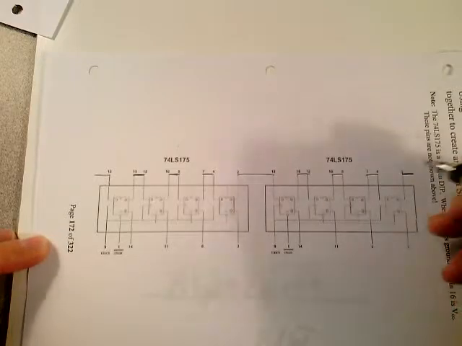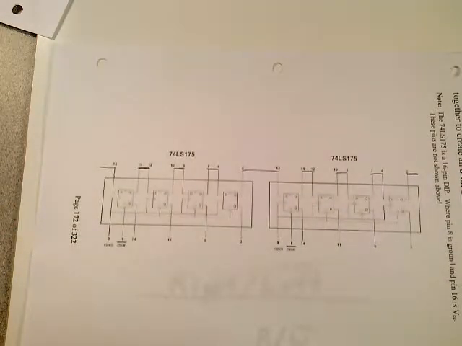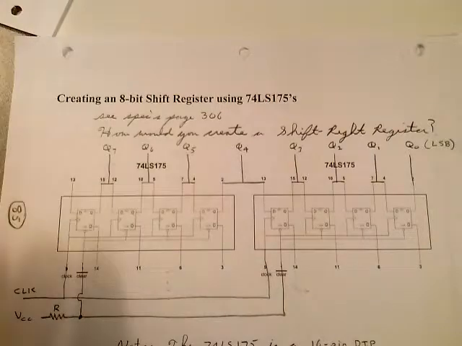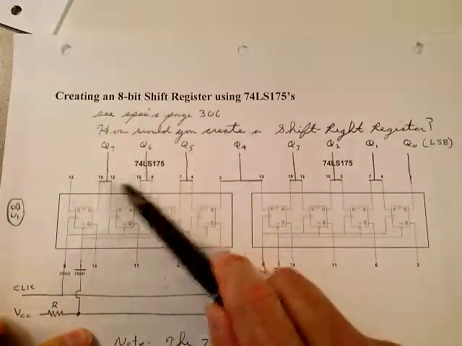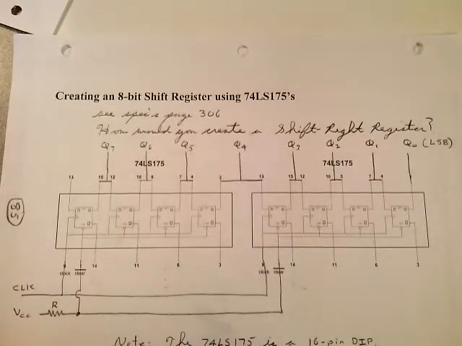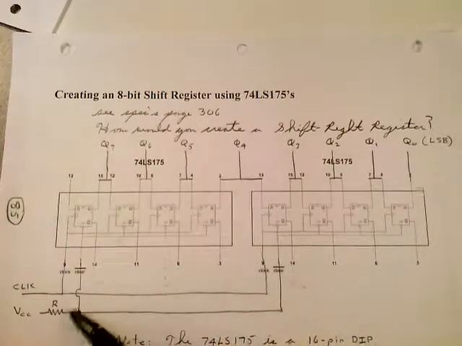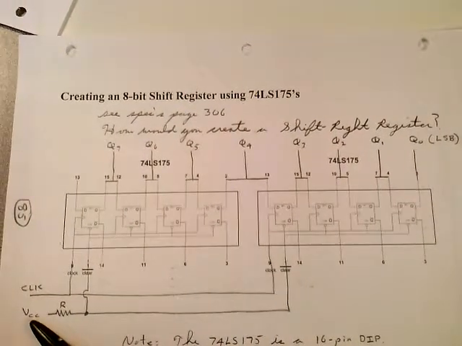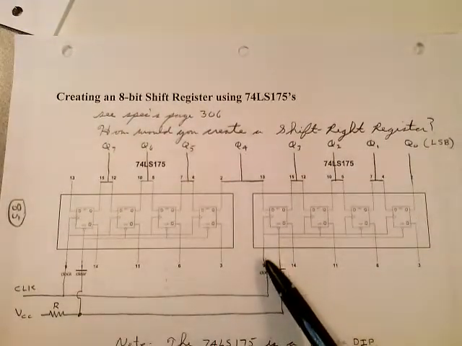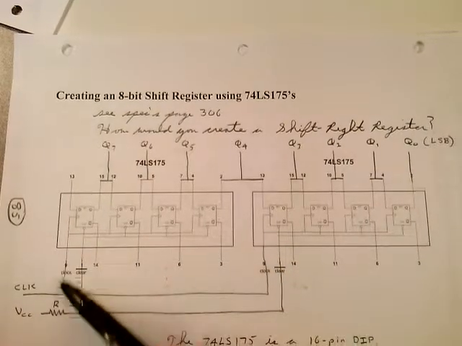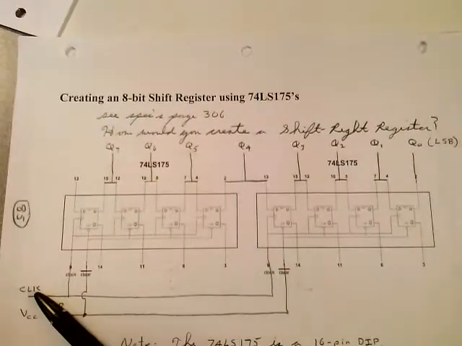That makes this Q0. Let's take a look at it. That makes this Q0, Q1, Q2, Q3, Q4, Q5, Q6, and Q7. I took the two clears together, pins 1 in both packages. I tied them together and pulled them up through a resistor to VCC so that it's not clearing the device. Then the clock I tied together. It's on pin 9. I tied the pin 9s together, and there's my clock input.